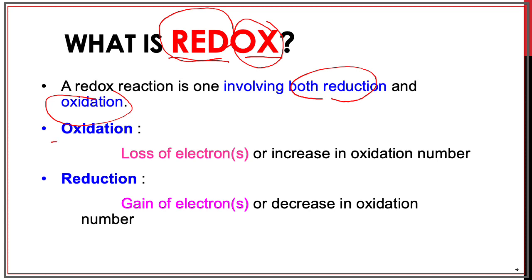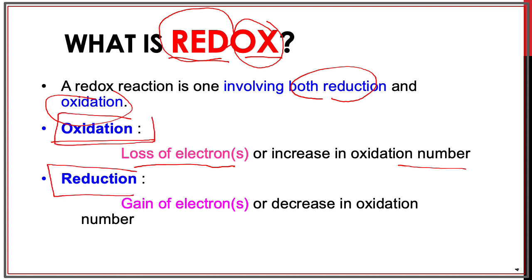So what is the oxidation process? Oxidation means loss of electrons, or increase in oxidation number. That is why we call it the oxidation process. And then the reduction process: reduction is gain of electrons, or decrease in oxidation number. So this is the definition of oxidation and reduction reactions.